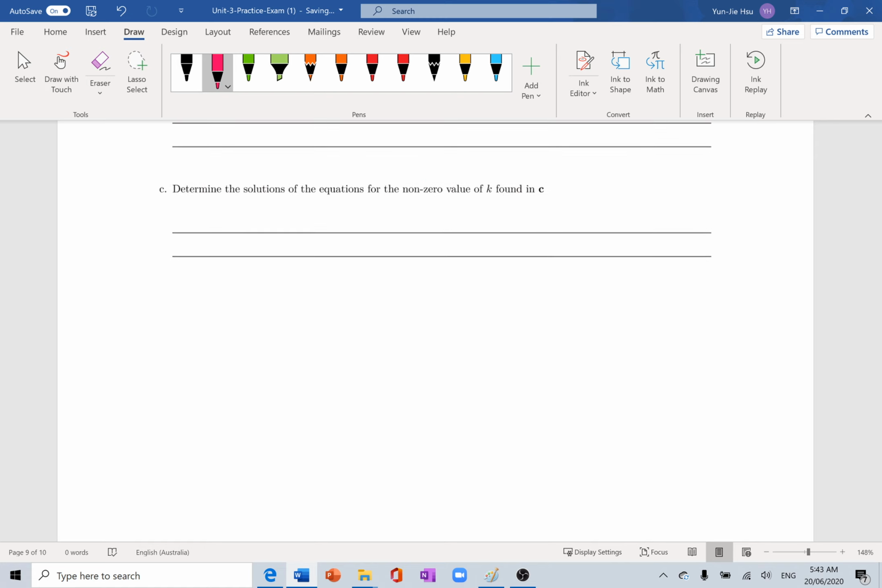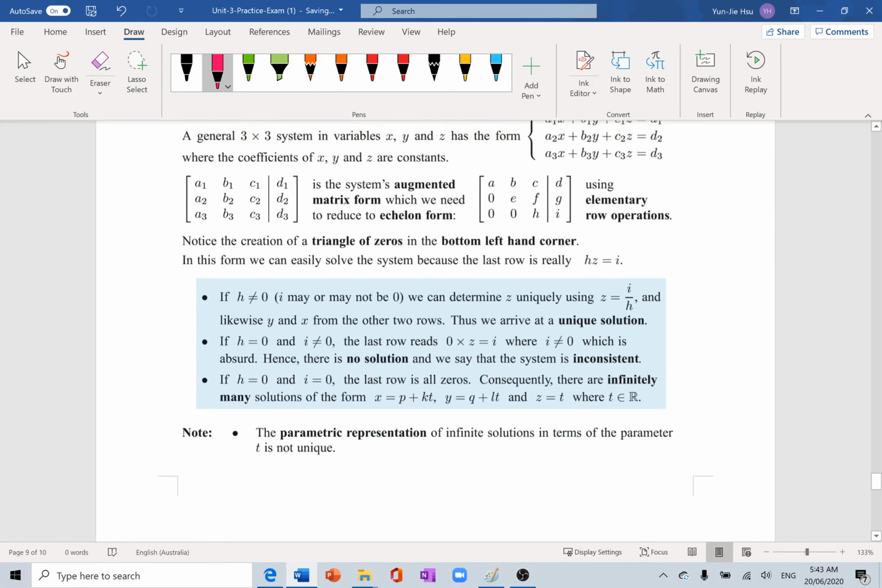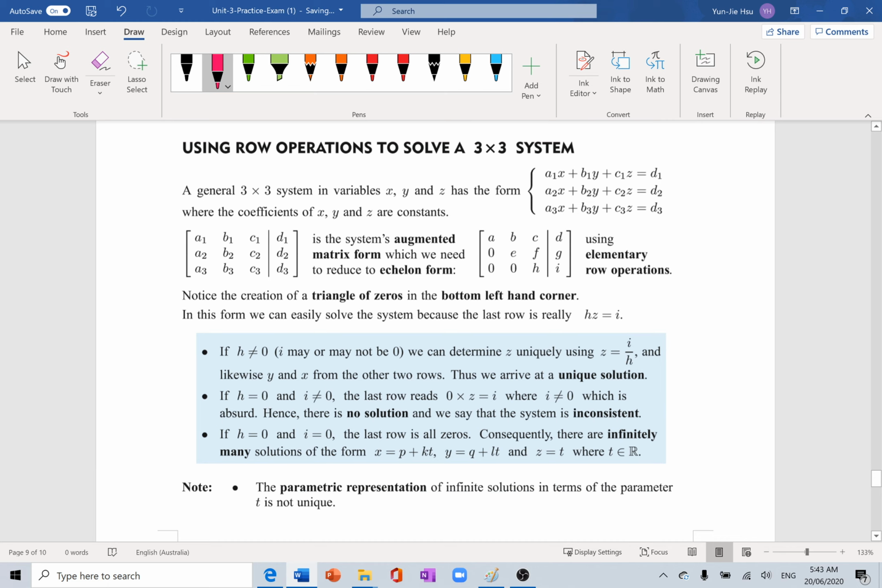We have 3 scenarios, right? We use row operations to solve the 3 times 3 system. If you have a simultaneous equation like this one, if you already learned vectors, you will find this is like 3 planes, right? Okay, now we use the augmented matrix. We set up the augmented matrix form and do the row operation. Remember, finally we get here.